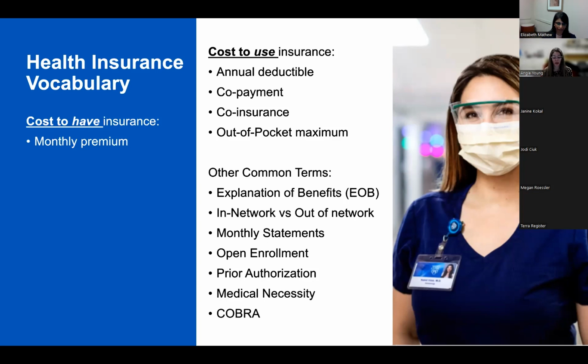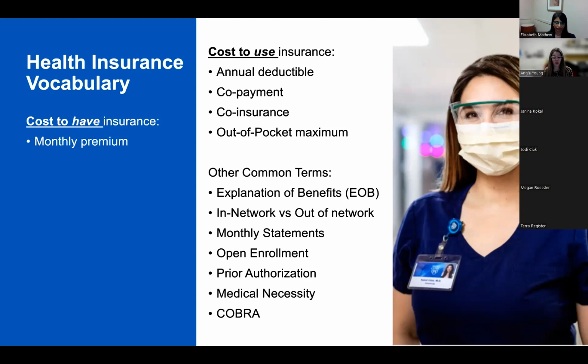Your co-payment is a set dollar amount that you pay each time you have a covered service, such as a doctor visit, or maybe there's co-pays related to picking up a prescription at the pharmacy. But your co-payment is a set dollar amount. That's also usually discussed or reviewed in your open enrollment packet when you select insurances.